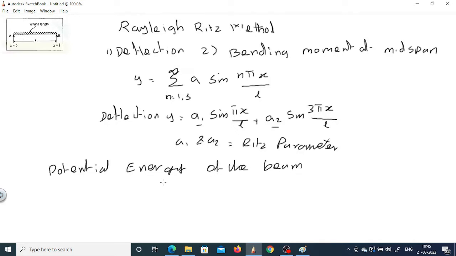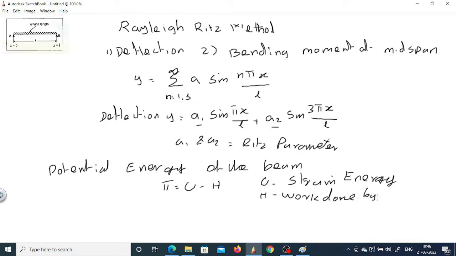What is the potential energy of the beam? Pi, the potential energy, is equal to U minus H, which is the formula. In this, U means strain energy, and another term is H. H means work done by external force. Those are important to solve the problem with the Rayleigh-Ritz method.